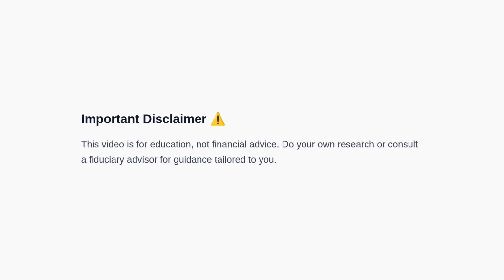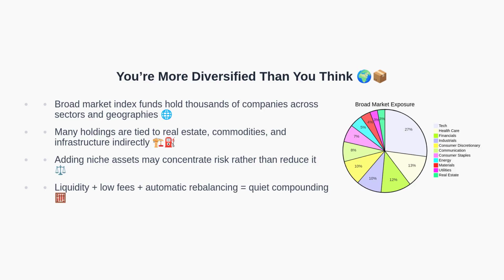With that established, let us move forward to examine built-in diversification in index funds. A broad total market index fund provides exposure to thousands of companies across sectors and, if global, across multiple countries. Consequently, you indirectly hold companies tied to real estate, commodities, and infrastructure through the supply chains and business models embedded in the index. Paradoxically, chasing niche external investments may reduce diversification by concentrating risk in a narrow segment.